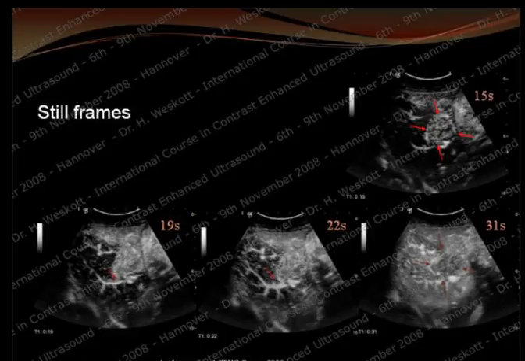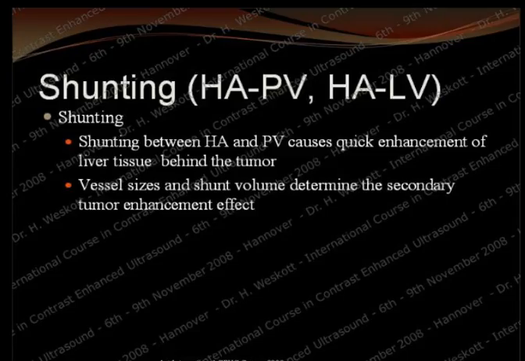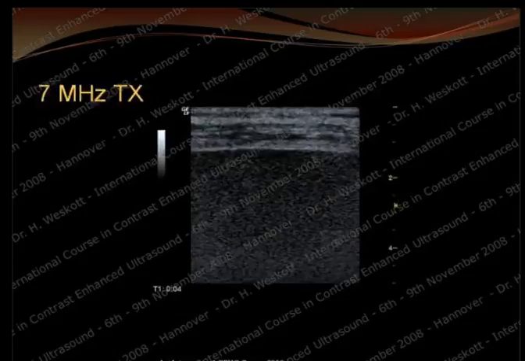4 seconds later, you can see the filling of the portal vein. At 22 seconds, you can see the 2 vessels here, and in the early portal venous phase, the start of the washout. So we think this is all linked to shunting between the hepatic artery and portal vein, and hepatic artery and liver veins.